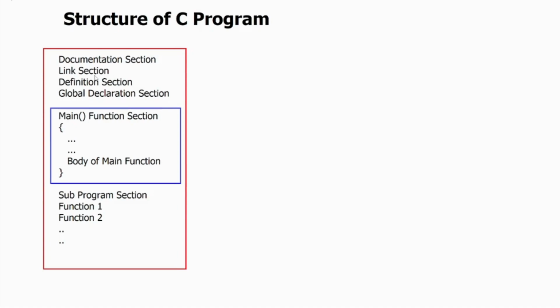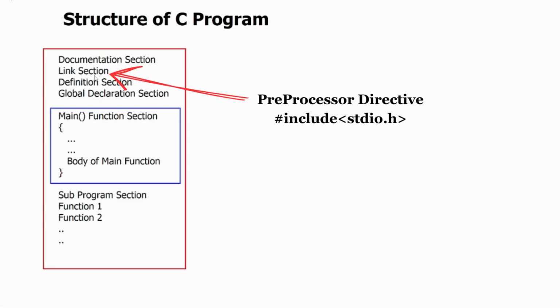Next is the link section. So in this section, we include our preprocessor directives. Like the common directive which we use for most of the programs is #include stdio.h. So what this means, basically hash is used to indicate that it is a preprocessor directive, which means it will process the statement before the start of the compilation.